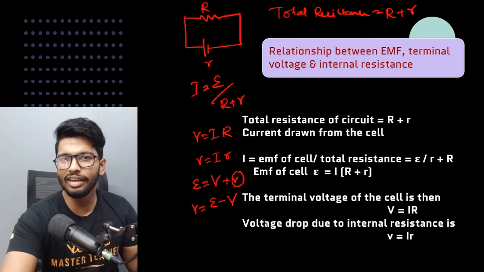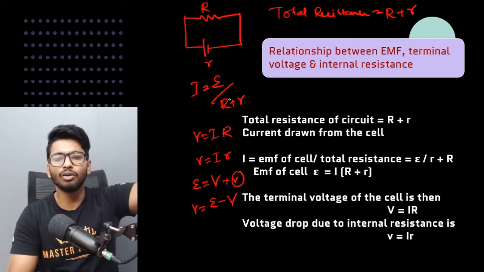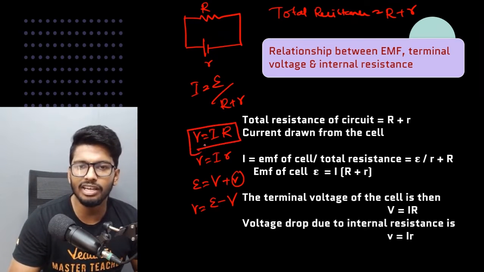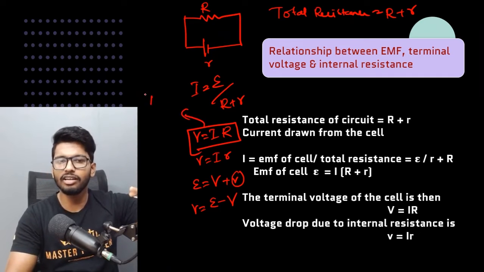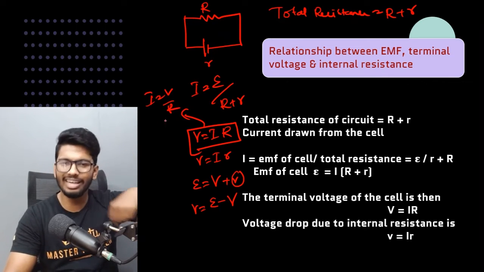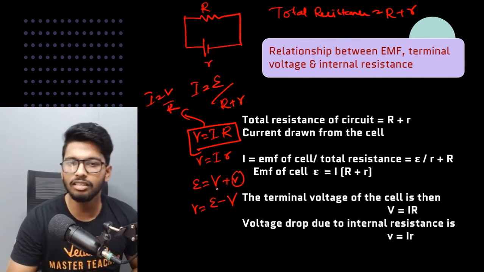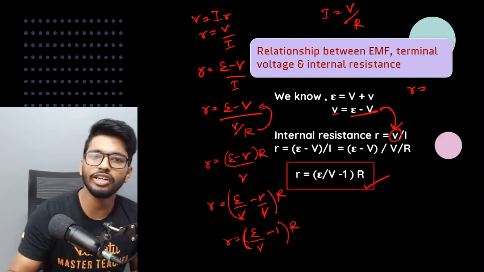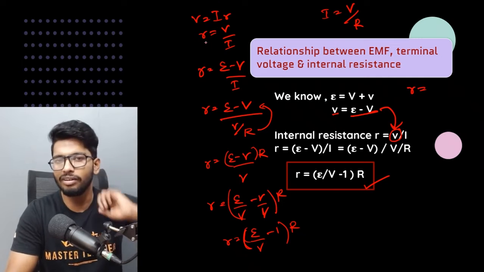So once again, just a quick recap, people. We know that the total resistance is equal to R plus r. The current flowing through the circuit is nothing but EMF divided by the total resistance. And we also know that V is equal to basically IR. And we are using this equation later as well, that is I is equal to V by R. And we also know that EMF is equal to terminal voltage plus voltage drop. So the voltage drop is equal to EMF minus terminal voltage, and we know that internal resistance is equal to V by I, that is voltage drop divided by the current.